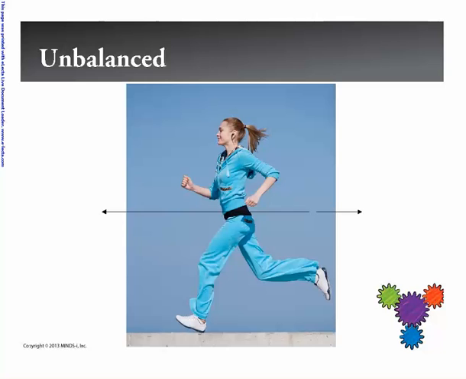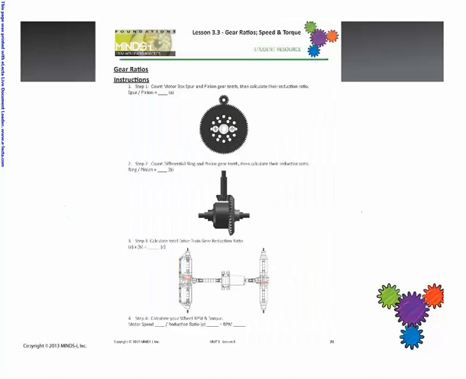Good. We'll think about that, and we'll move on to the next slide. All right, let's see. So we can see that it's unbalanced because the forces are not equal. They're obviously moving this way, and there's less force going that way. Okay, now let's look at gear ratios.